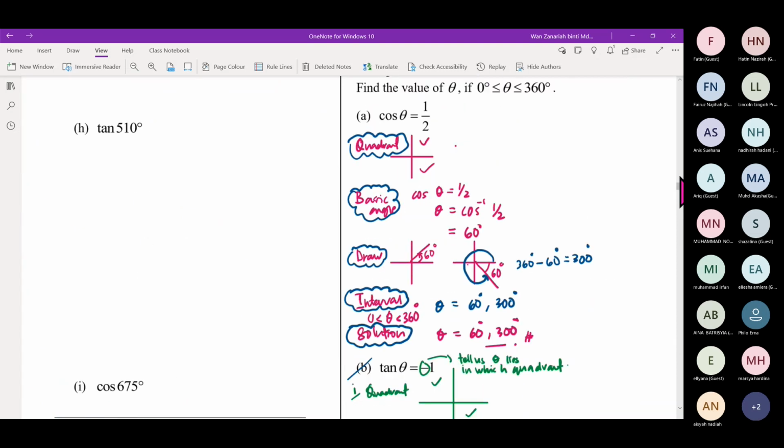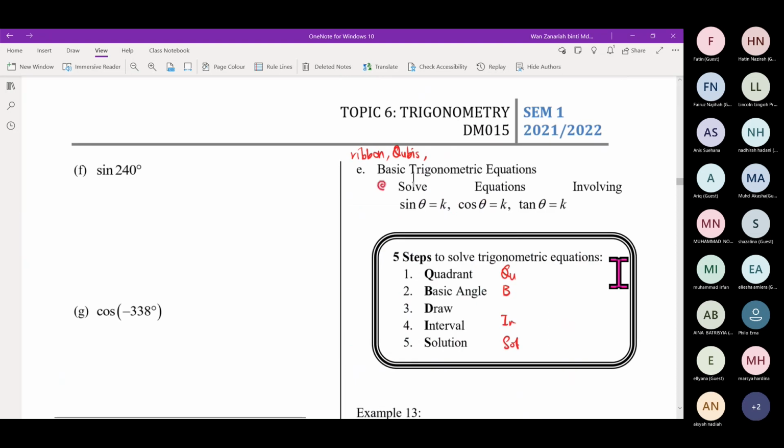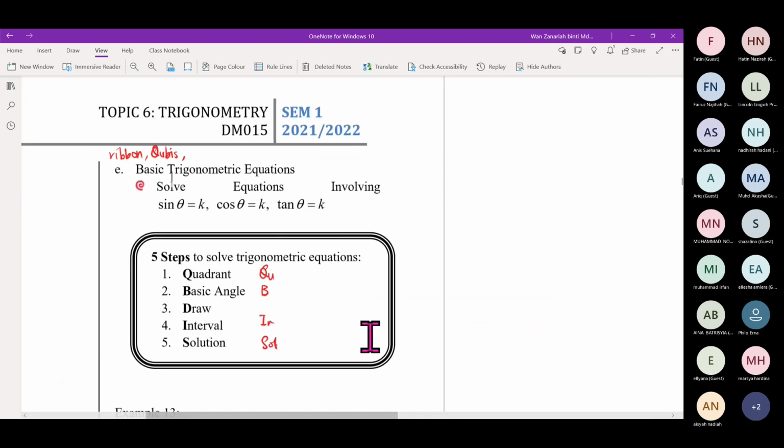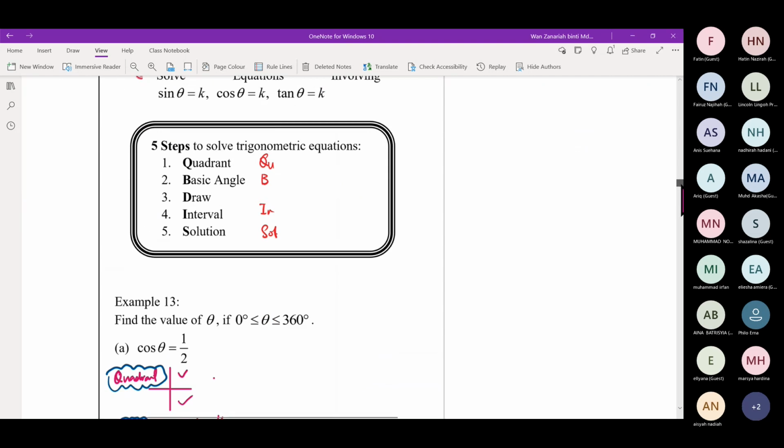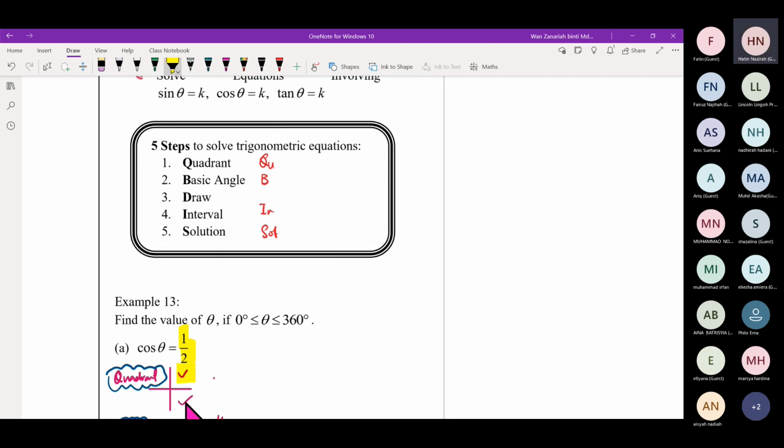Okay, boleh tengok dulu. This simple example, for example 13. First, Q, quadrant. Which quadrant is cos positive? Ini 1/2 bukan sebarang 1/2, this is not just 1/2, but it's actually positive. So cos positive at which quadrant? First and fourth. Sebab first tu semua kan? And then fourth. So that's for our Q, and then B, basic angle.